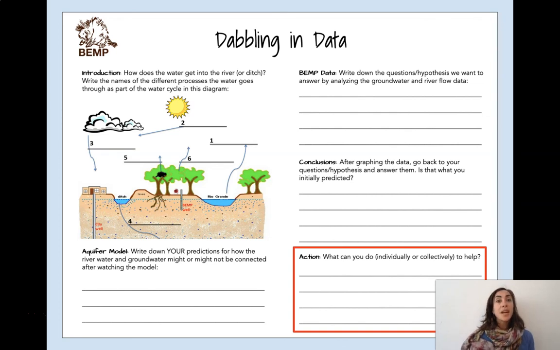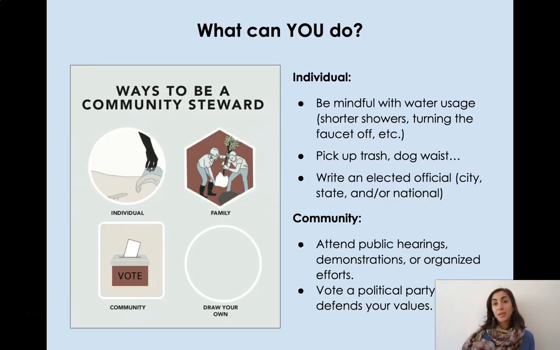And if you are not doing anything already, or you think that you could do more, here are a few tips of things that you can do individually on your own or as part of a community to help with that. One of them is to be more mindful with the water usage. You can take shorter showers, turn the faucet off, or things like that. You can also pick up trash and dog waste because, as you have seen, the pollution that is on the surface can reach both the river and the groundwater, and that is ultimately the water that we use for drinking. So reducing the amount of pollution before it gets to the water would be a good way to help.